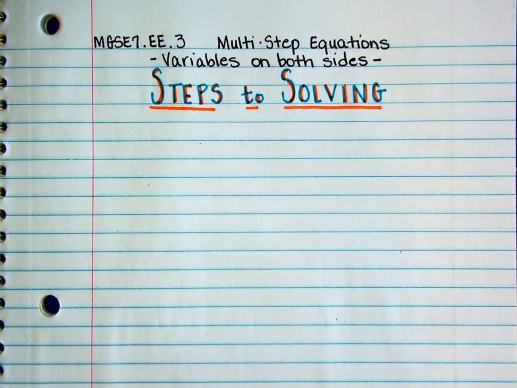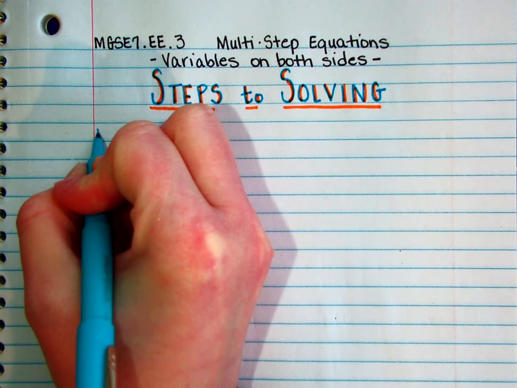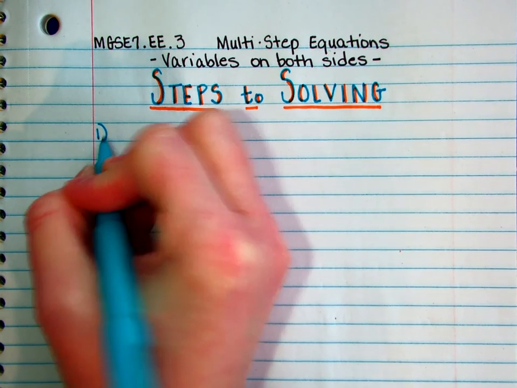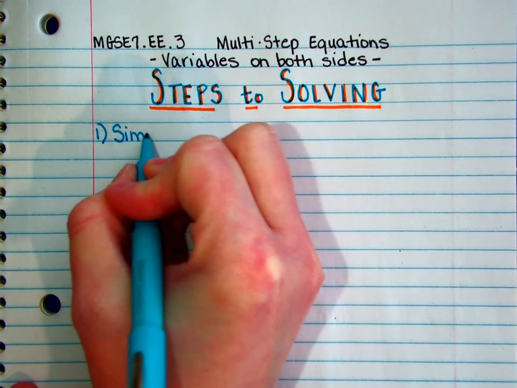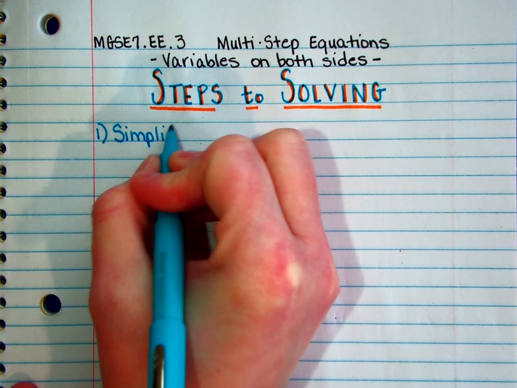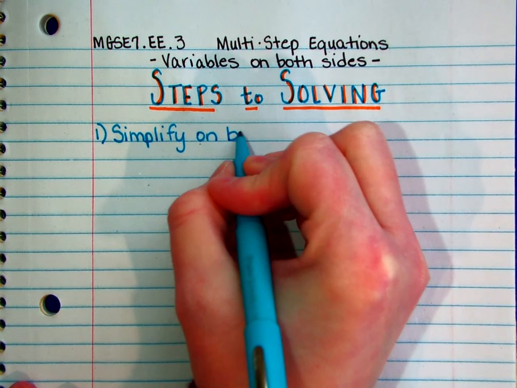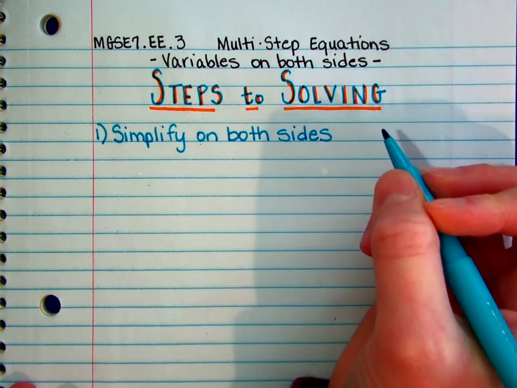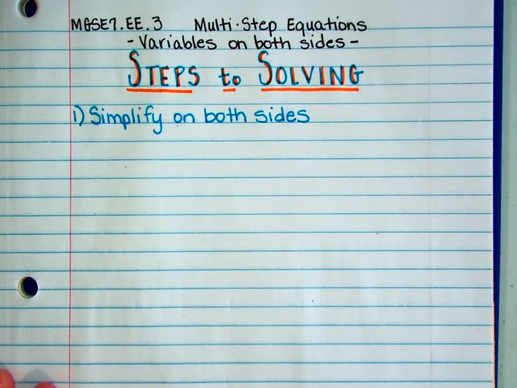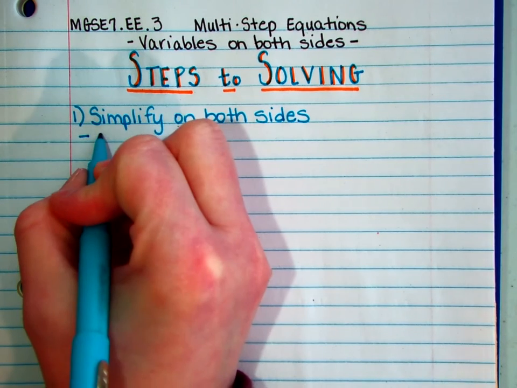Throughout this process we've built upon our steps, and these are the same, except now the first step is directed at doing something to each side. So step 1 is to simplify on both sides. I could say each side, but I'm going to say on both sides. In order to simplify, you will need to distribute and/or combine terms.